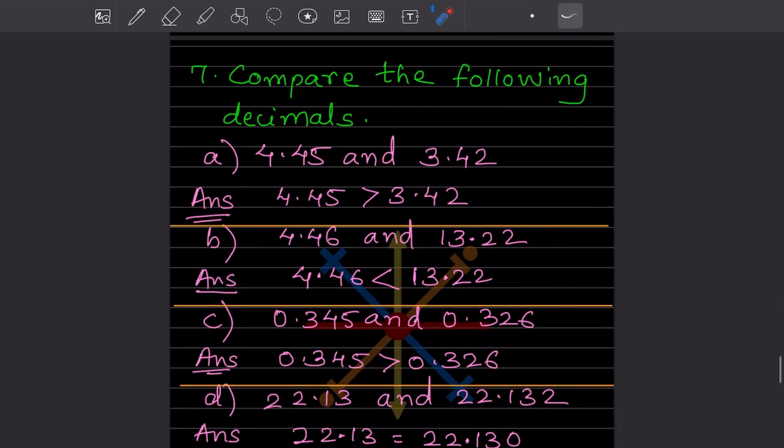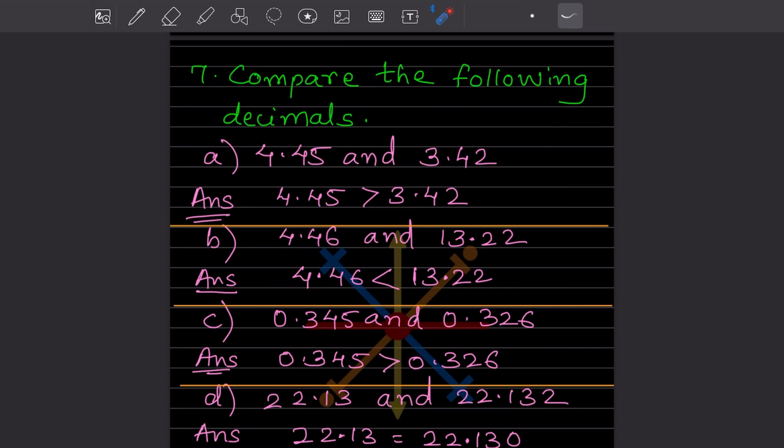Compare the following decimals, 4.45 and 3.42. So of course, you know you have to look at the whole number. Whole number here is 4 and here is 3. So definitely 4 is greater than 3, so you don't have to look at the decimal. So always open the mouth towards the bigger number. This is the crocodile's mouth, we can say it always opens towards the bigger number.